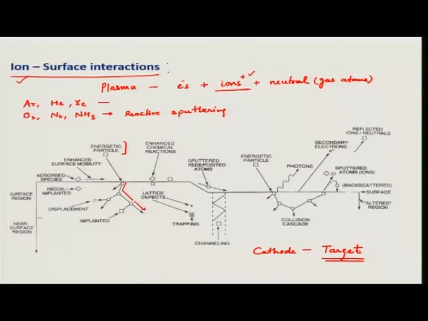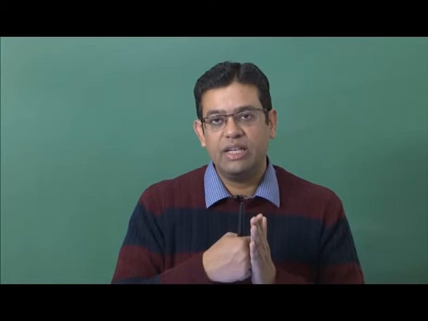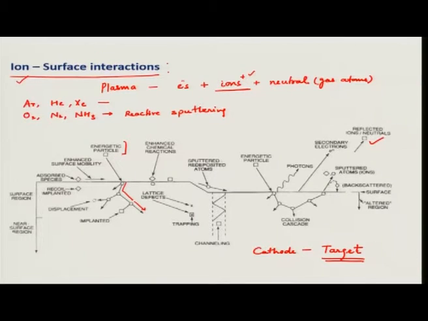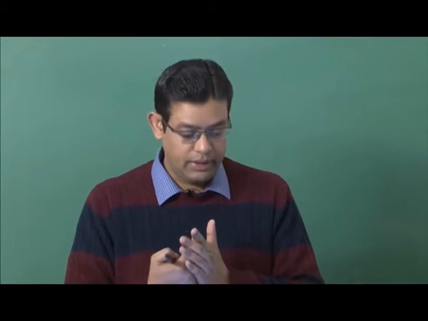Some of these energetic particles will go deep down into the surface of the cathode. Some will just be reflected. Okay, they will collide with the surface and be reflected back. Some of them will displace the surface atoms of the target and get implanted. So, they will go deep down into my cathode or the target. They may also get adsorbed on the target. If they have low energy, they will just come close to the target and just sit there and do nothing. Okay.